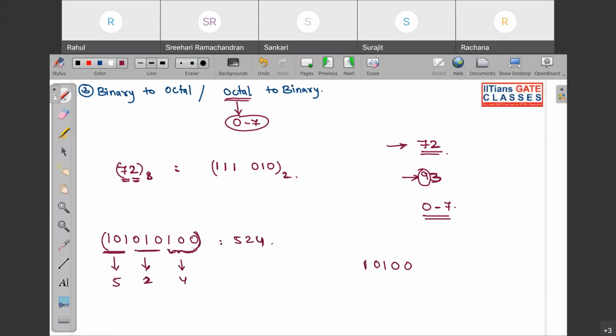Now suppose the number was something like this. Again, let us start making the groups from the leftmost bit. This is the first group of 3. Then you can see I cannot make a group of 3 anymore because there are only 2 bits over here. So you need to pad it with zeros. If you pad it with 0, this corresponds to 4 and this corresponds to 2. So this whole number corresponds to 24 in octal representation. Any doubts with this? Any doubts, anyone?